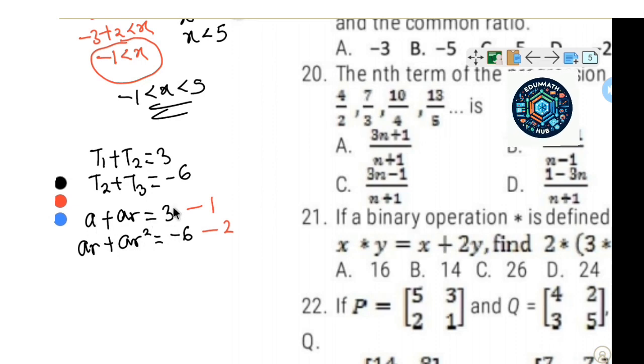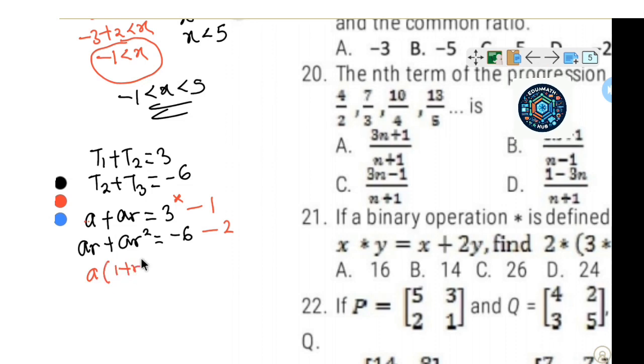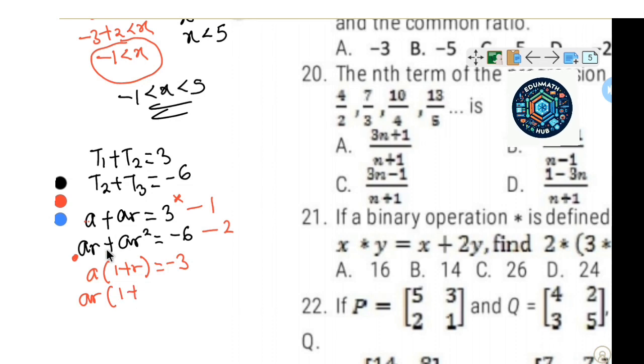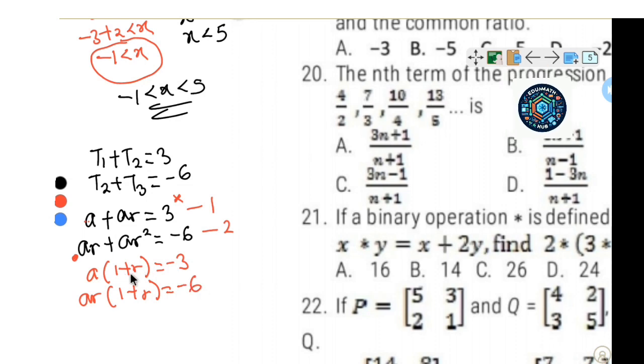Let's factorize equation 1. You can see that A is common. So that will be A into 1 plus R equals 3. Factorize the second one too. That will give you AR is common. So AR into 1 plus AR squared divided by AR, that will give you R. So you can see that this part is similar. This is equation 3, equation 4.